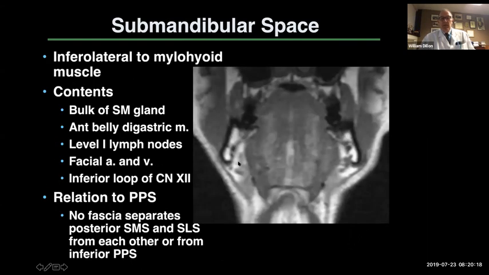Submandibular gland. Around the submandibular gland, the contacts include the gland itself, the anterior belly of the digastric muscle, lymph nodes, facial arteries and veins, and some of the portion of the 12th cranial nerve. And it has a relationship, as I showed you, to the parapharyngeal space, such that pathology here can course up through the parapharyngeal space.